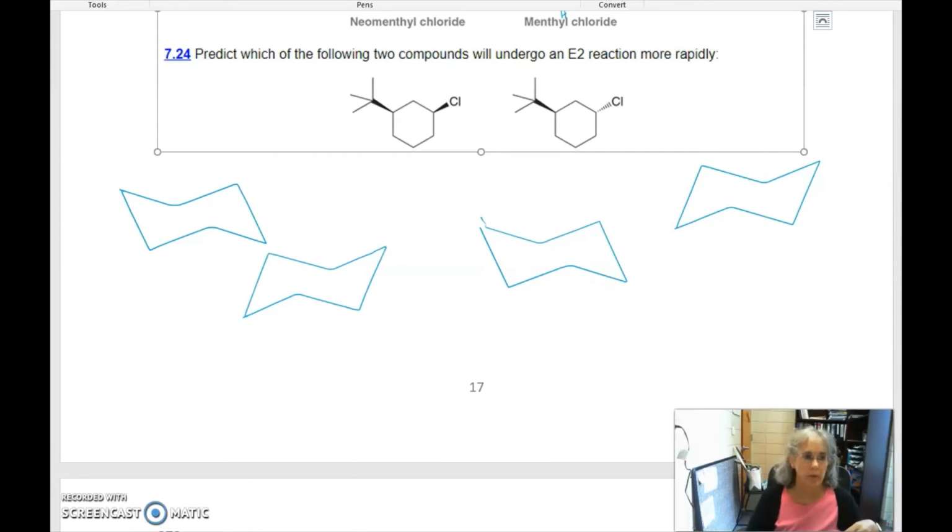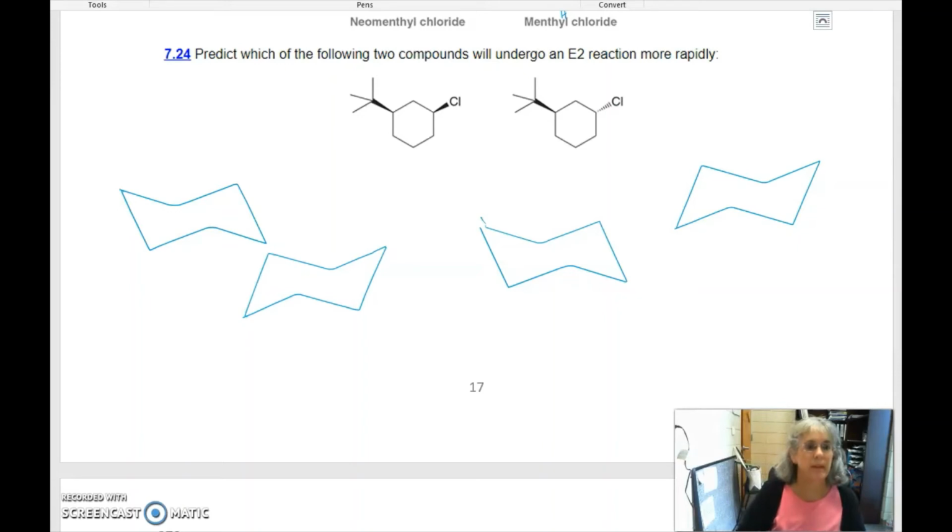So in problem 24 here, we're asked to predict which of the two following compounds will undergo an E2 reaction more rapidly. To do this, we'll need to draw the chair forms from the wedge and dash. So it looks like we've got plenty of protons. Okay, so this is in the up position. So first I'm going to draw it in axial. I have to choose to draw it either axial or equatorial.